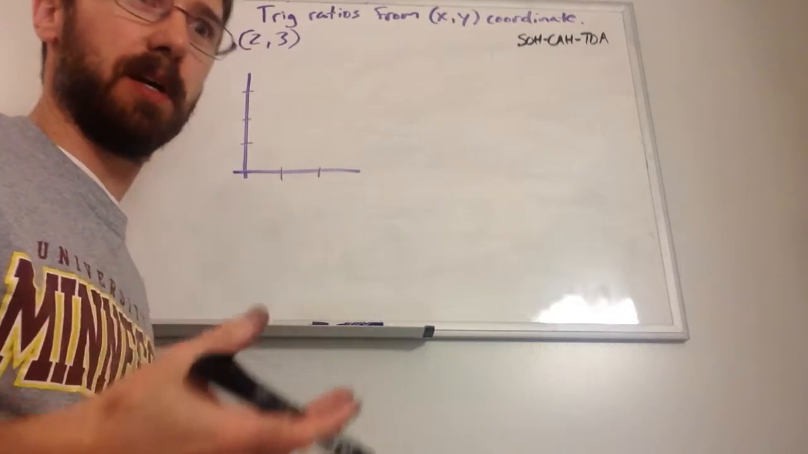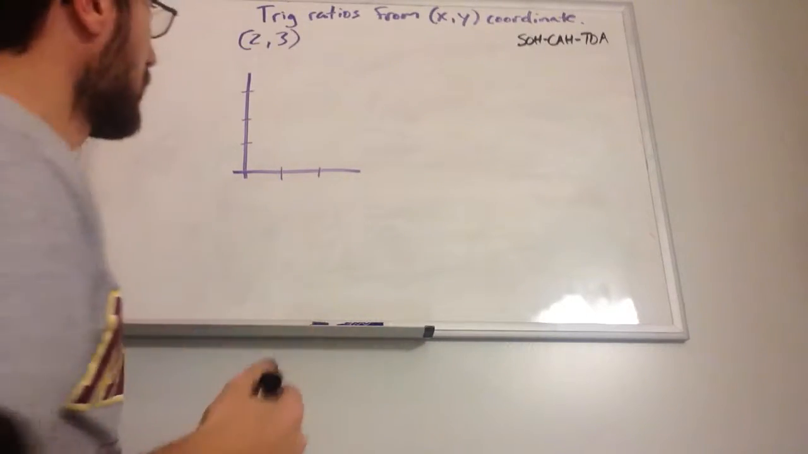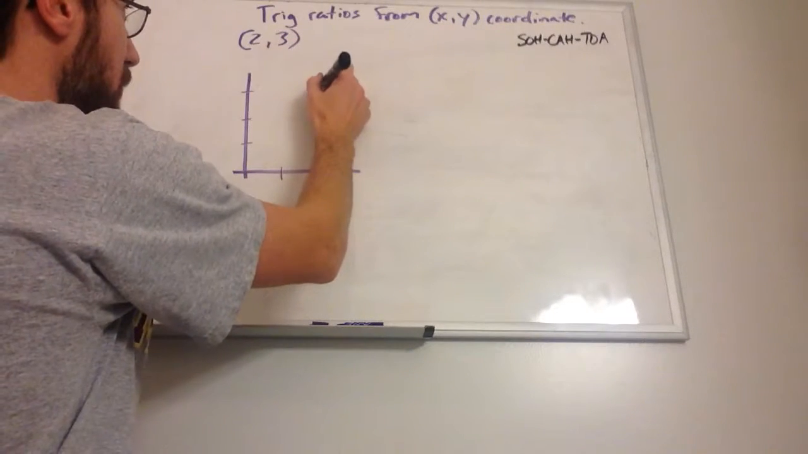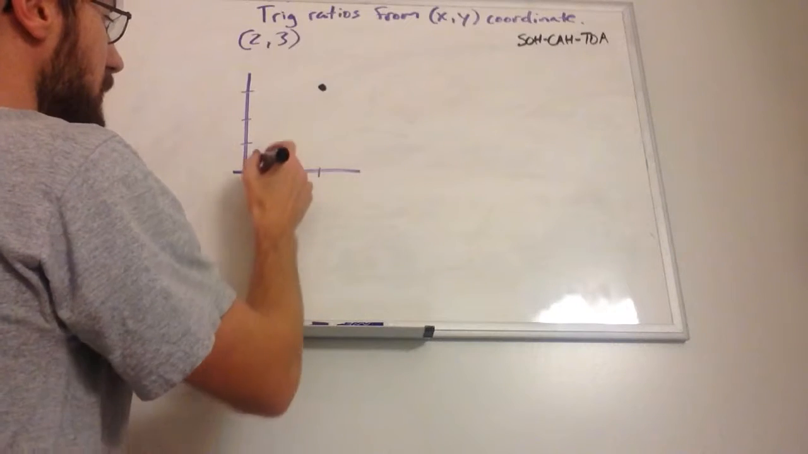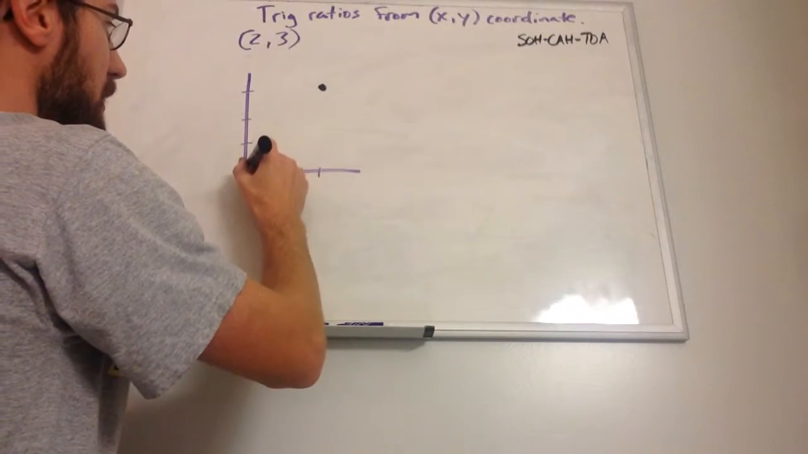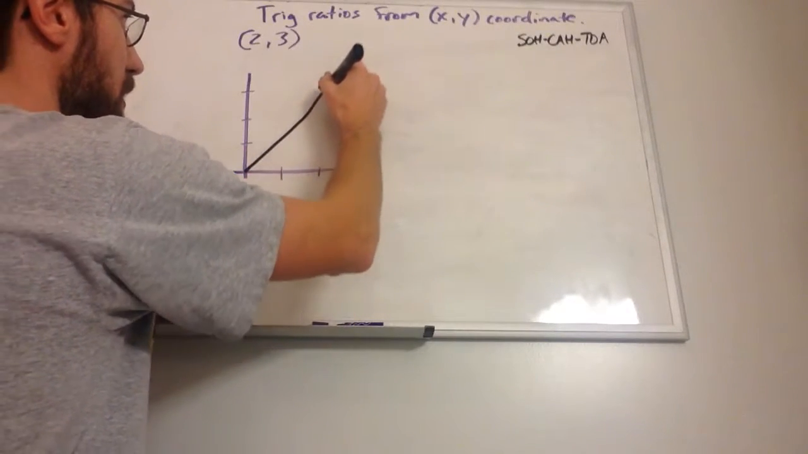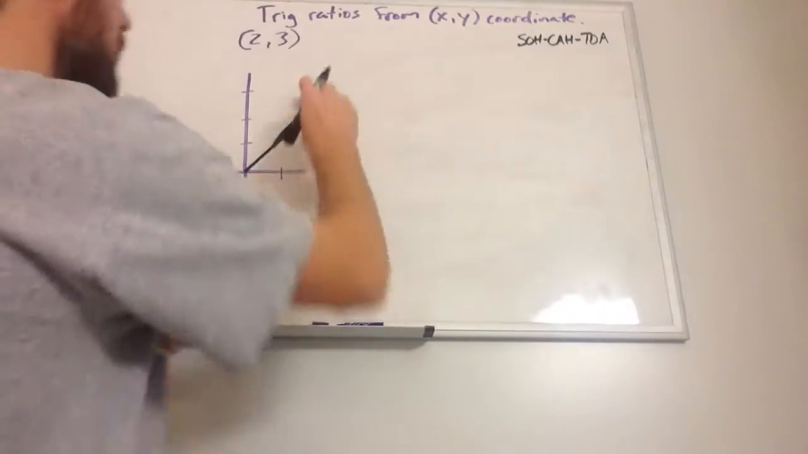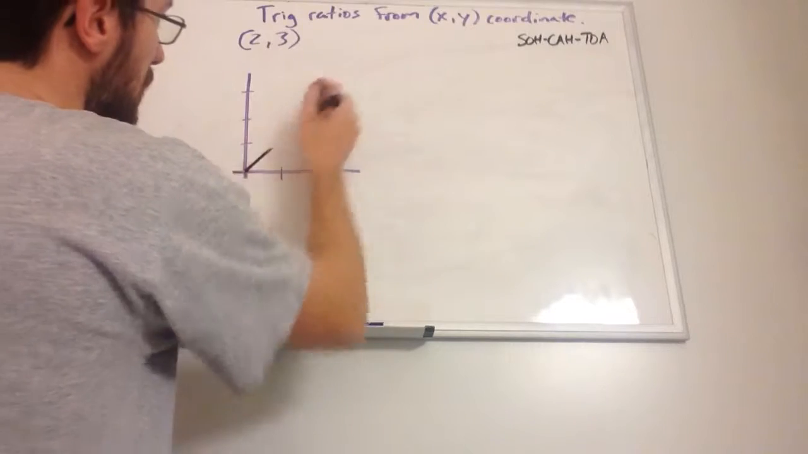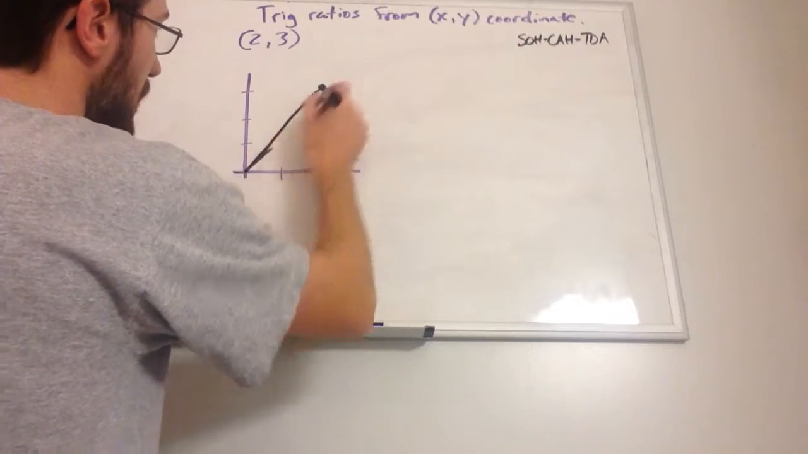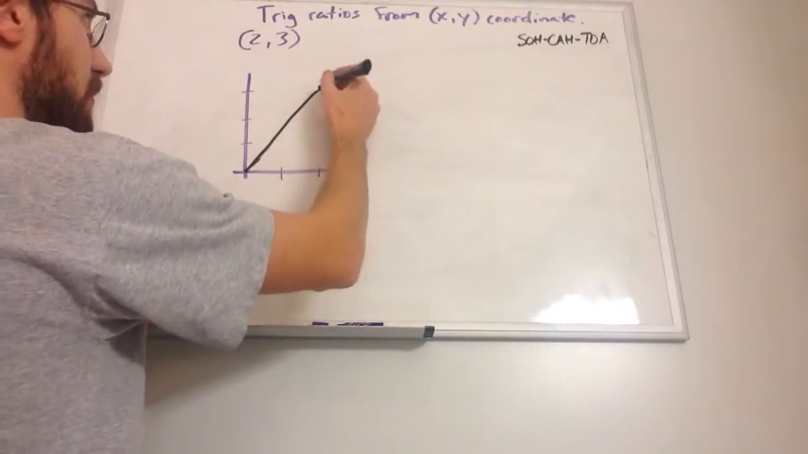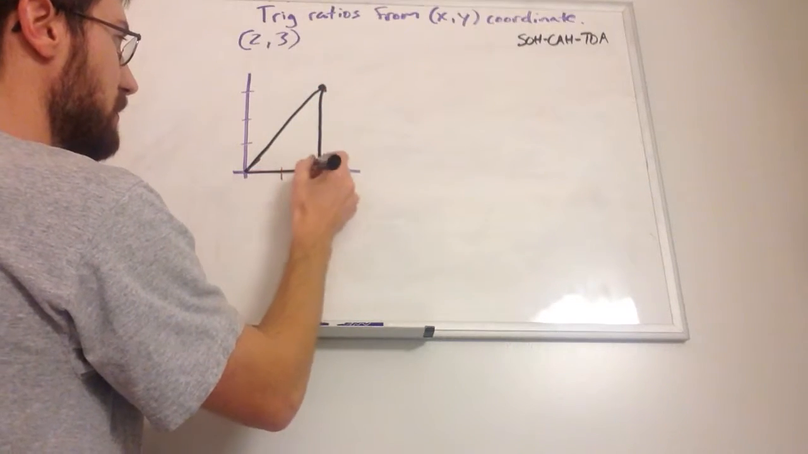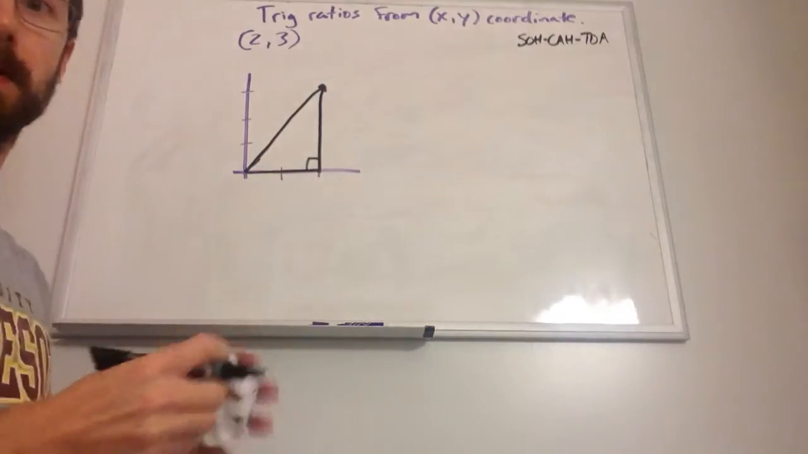We're doing right triangle trigonometry, so let's make a triangle. Our coordinate is (2, 3), so over 2, up 3, and it's right there. And let's make a line from the origin up to that point. Let's try to make a better line though. That's still not great, but whatever, it'll work. And let's make a line straight down and then connect it so we've got our nice little right triangle.